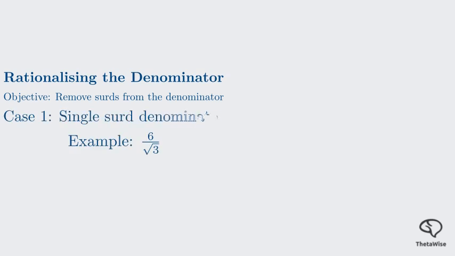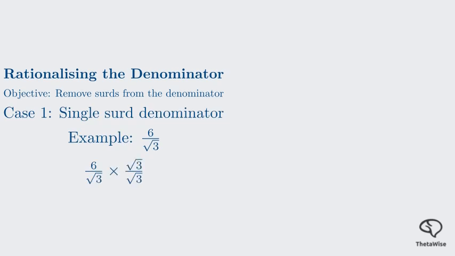Let's look at case 1, a single surd denominator. For example, 6 over root 3. To get rid of a single square root, we multiply the top and the bottom of the fraction by that same square root. This is the same as multiplying by 1, so the value doesn't change.